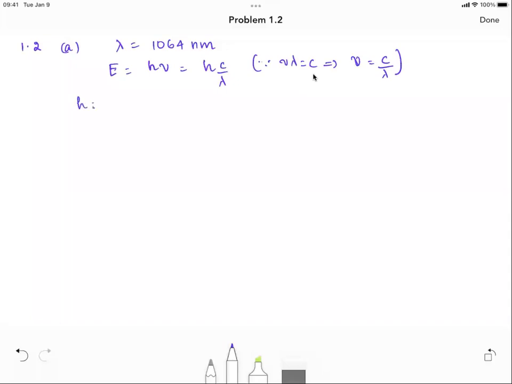So we know the Planck's constant, 6.626 times 10 to the negative 34 joule second. And we know the wavelength and we know the speed of light. So all we have to do is substitute these values.